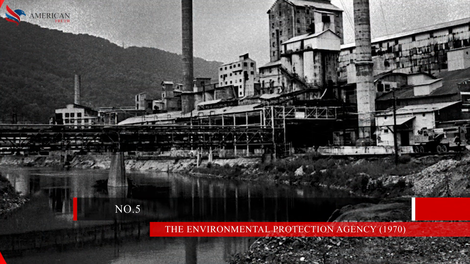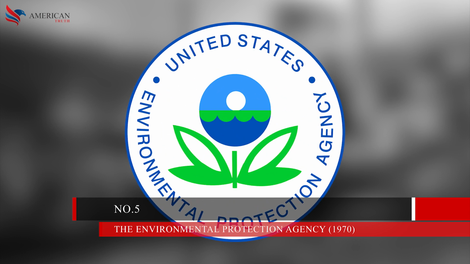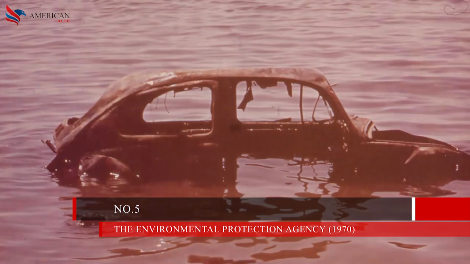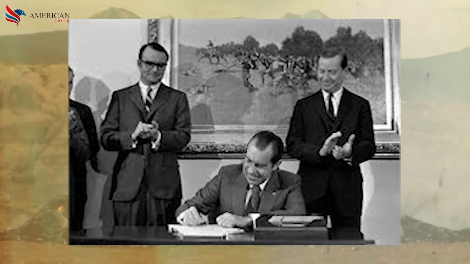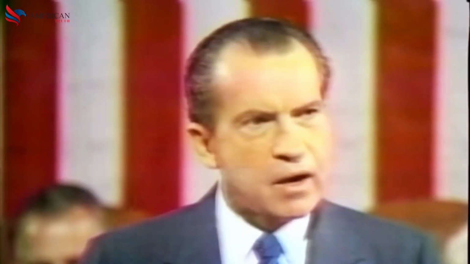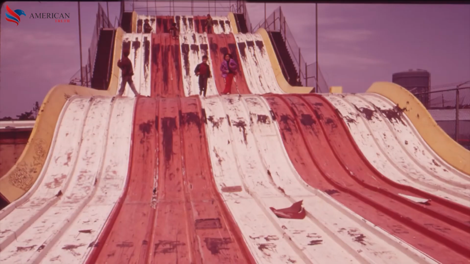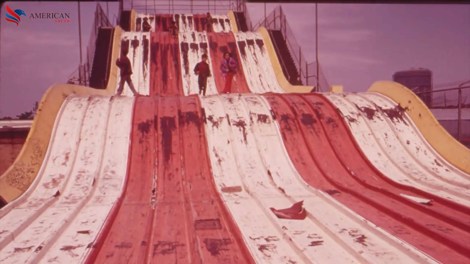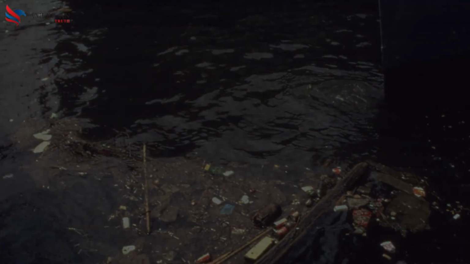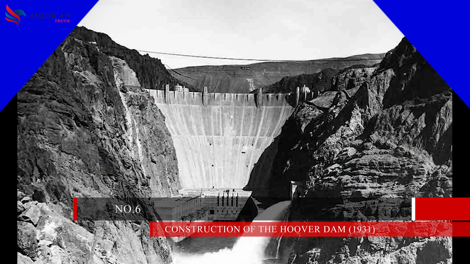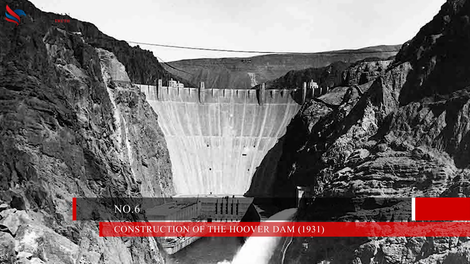Number 5. The Environmental Protection Agency, 1970. In response to the heightened public concerns about American air, natural lands, and urban water supplies, President Richard Nixon wrote up a 37-point message on the environment that he presented to both the House and the Senate. Nixon's concerns led to the creation of the EPA, an agency tasked with fixing national guidelines pertaining to nature and enforcing them. Number 6. Construction of the Hoover Dam, 1931.